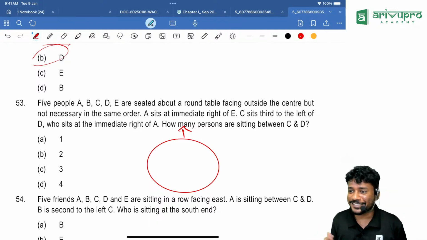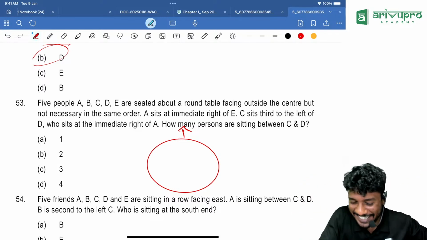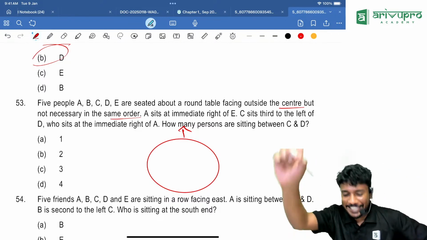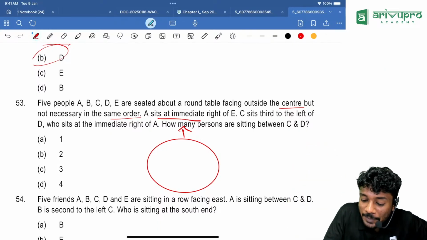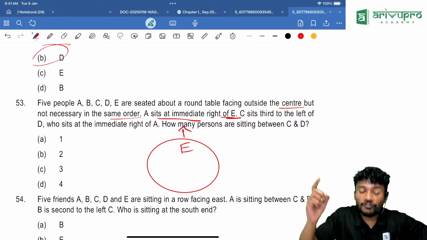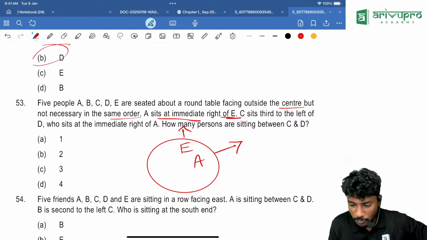Couples. 5 couples. Hey, no. Yes. 5 people. Okay, fine.